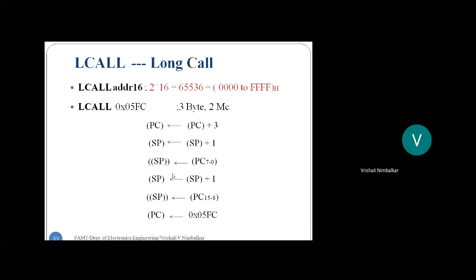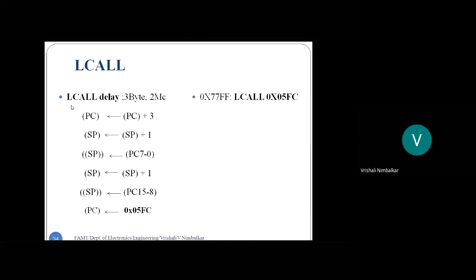So with the same example, let us put in some numbers and see how it works. So it is long call, right? And that 05FC. And I always say in program branching instructions, whether it is jump or call, the programmer does not bother about the addresses. The programmer gives the label, right? So the way I will be writing the instruction is LCALL and the name of the subroutine, for example delay. Here, delay is the name of the subroutine. Okay, so LCALL delay. That is how the programmer will write the instruction.